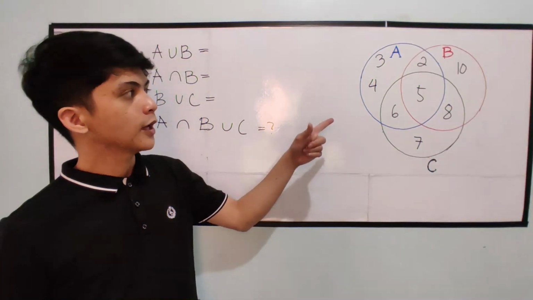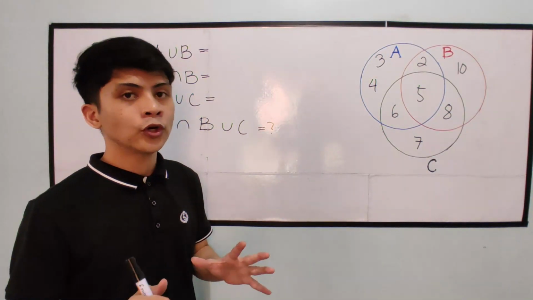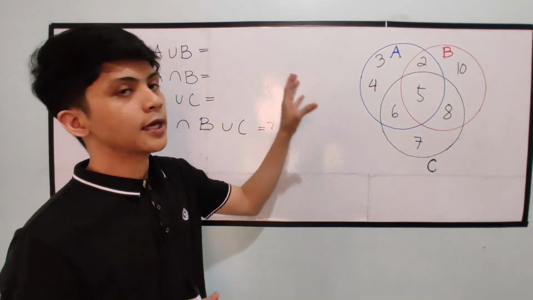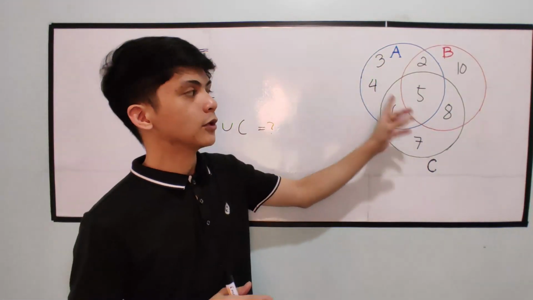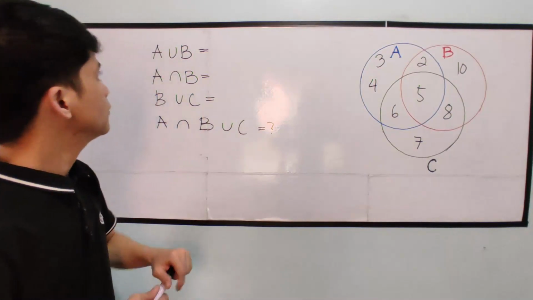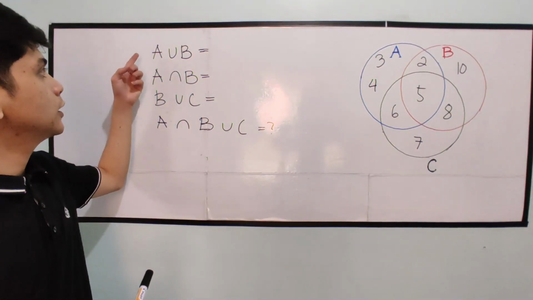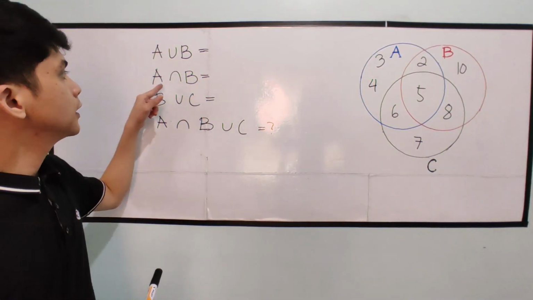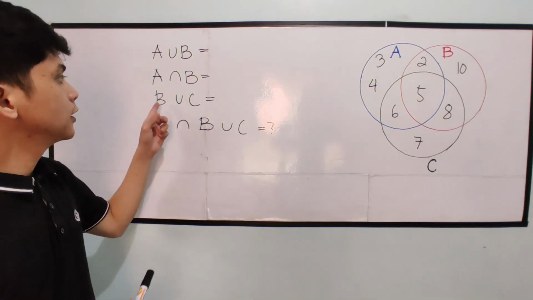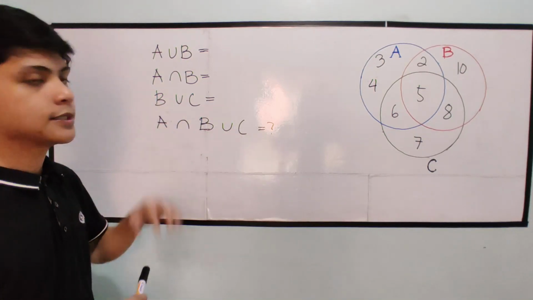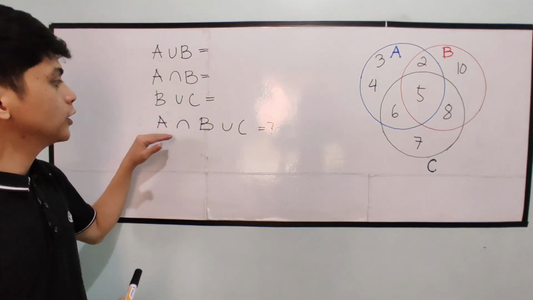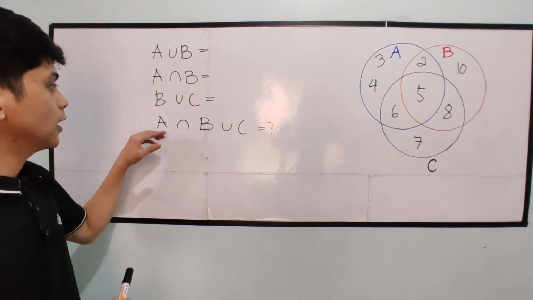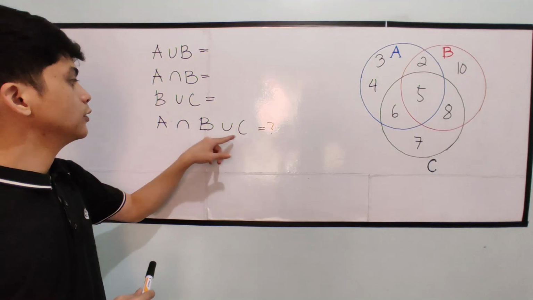Then, problem number 2 natin, meron na tayo ditong tatlong set. Okay? A, B, and C. May tatlo na tayong circles. Now, kinukuha ulit dito is union of A and B, intersection of A and B, union of B and C. Then, meron tayo ditong series of operation. Intersection of A and B and union of C.